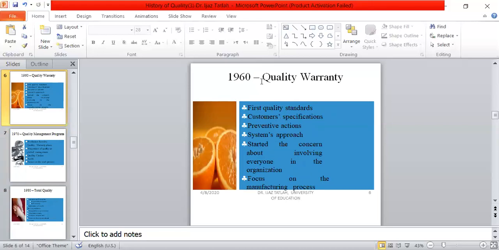Then quality warranty. First, quality standards, customer specifications, preventive actions, and a systems approach started the concern about involving everyone in the organization, focusing on the manufacturing process, because everybody in the organization has a significant role.